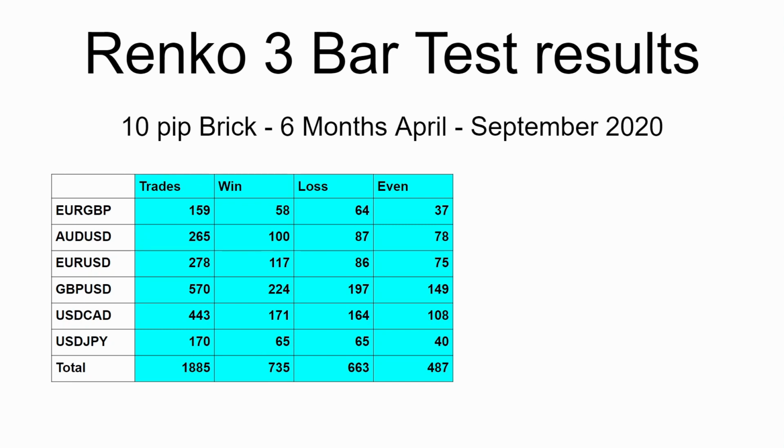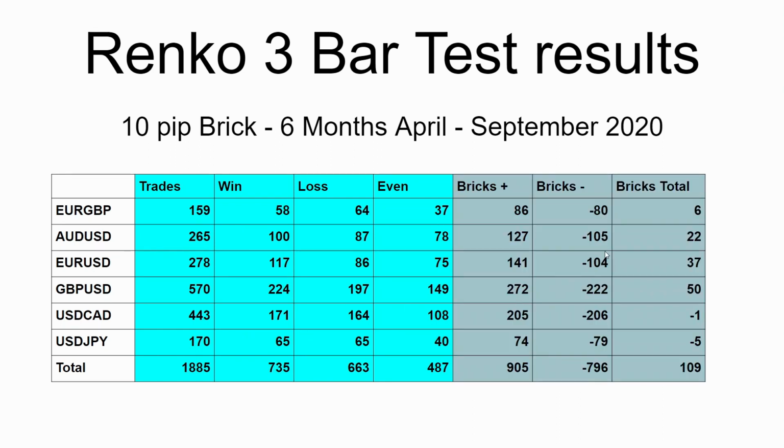But again, we have to look at how big the wins are compared to the losses. And here again, number of bricks win compared to lost, 86 to 80 for euro pound, 127 to 105 for Australian dollar, 141 to 104 in euro US, 272 to 222 in pound. In total, 905 bricks winning, and 796 bricks losing, a total of 109 bricks positive.